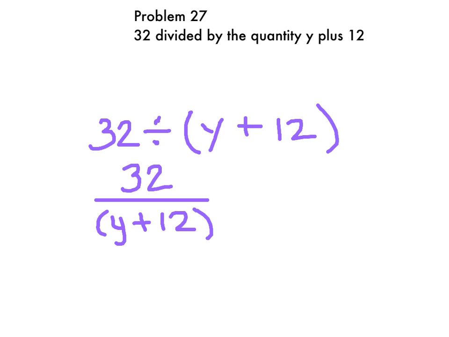The second question I'm going to ask you is, given that I wrote 32 divided by y plus 12, why are these two expressions equal to one another? And the answer is this is a division sign, and this is a division sign as well. One is a division problem written horizontally, and this is a division problem written vertically.